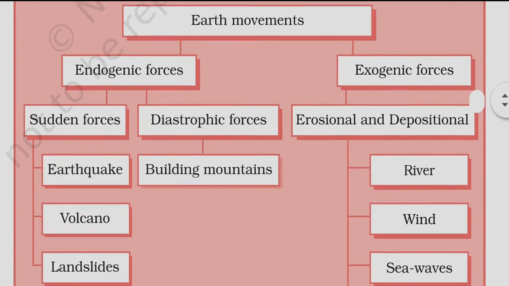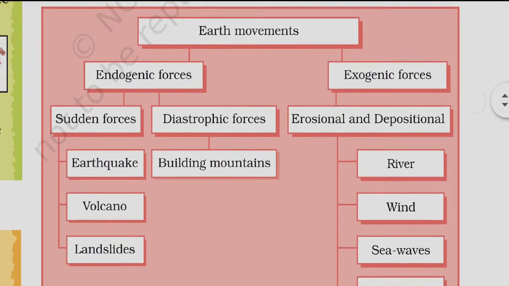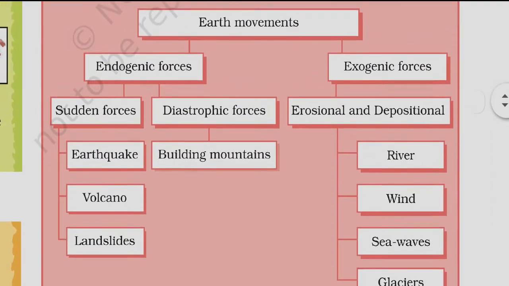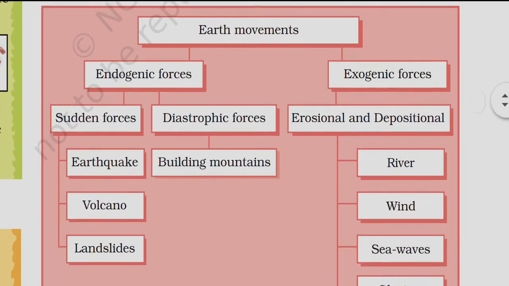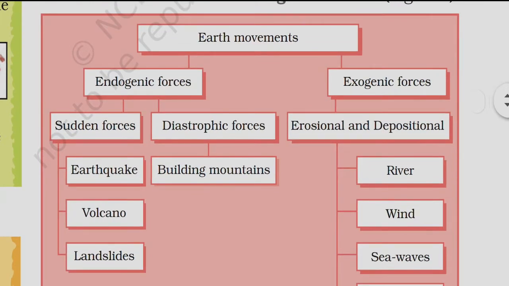In this graph we can easily identify the earth movements and how they are divided. Earth movement is mainly divided into two types: endogenic forces and exogenic forces. The endogenic force is again divided into two types: sudden forces and diastrophic forces. The exogenic force is divided into erosional and depositional forces.